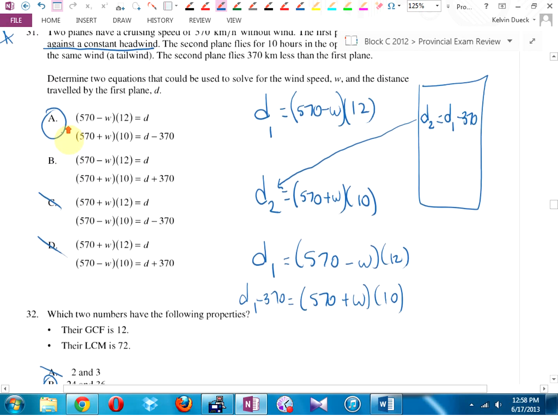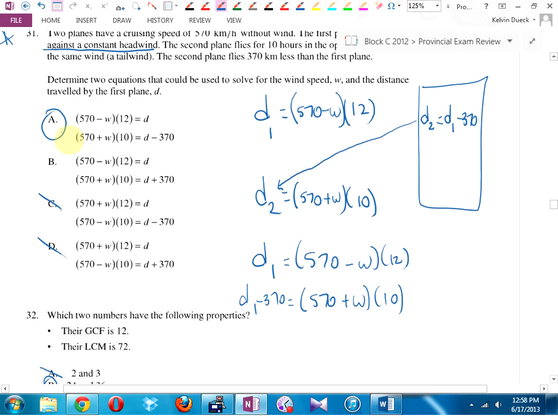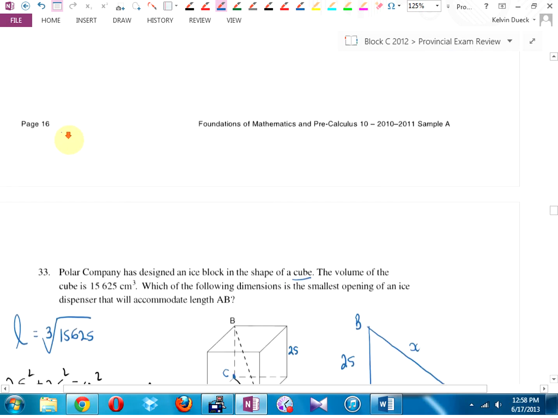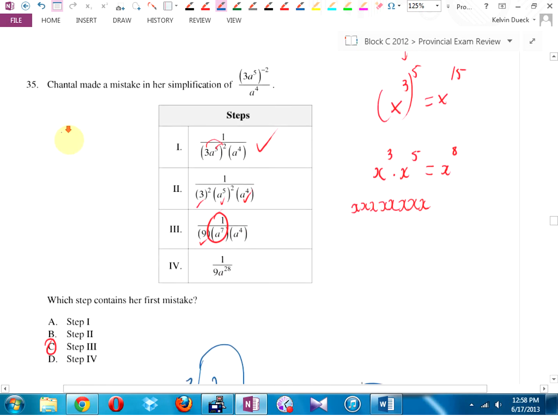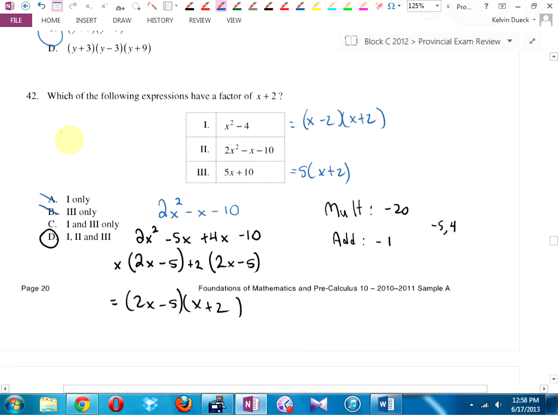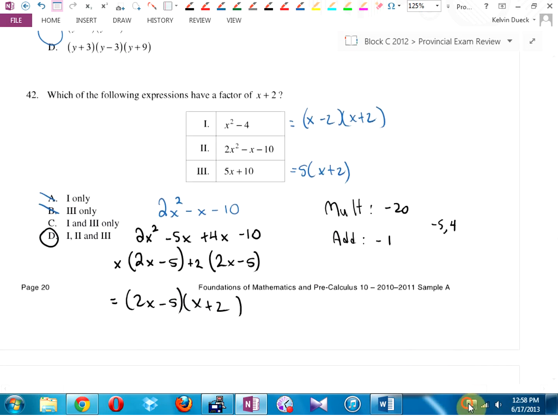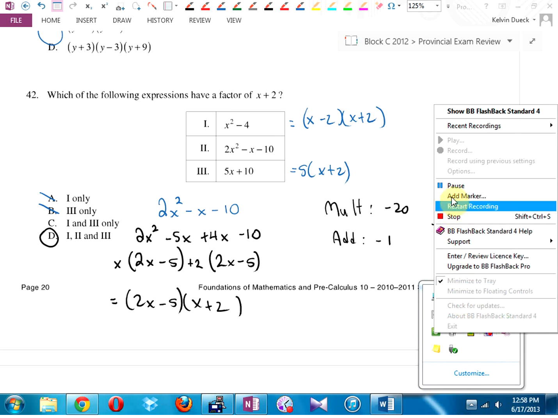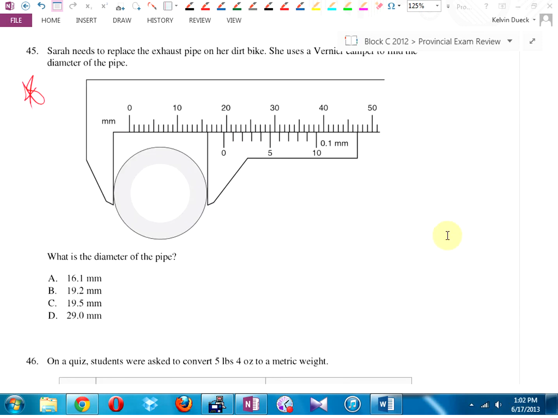Okay, that's a tough one. That's an interdisciplinary, using some Science 10 one. Is the next one that I skipped the vernier caliper one? Yes. Okay. I'm going to pause the video again. We're nearly done. So let me include the explanation in the video here.